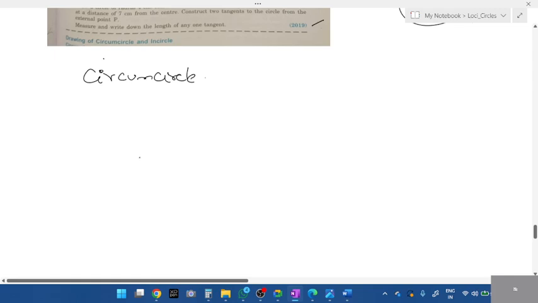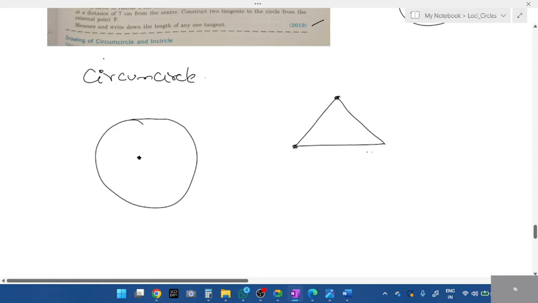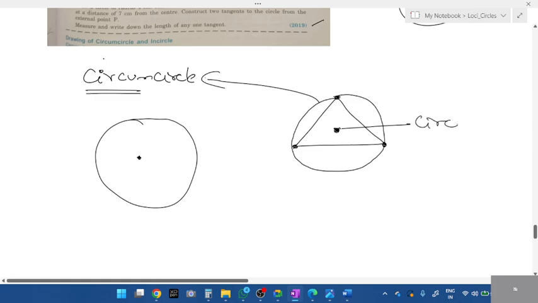Okay, circumcircle is a circle around a triangle. So the circumcircle will pass through the vertices of this triangle, students. So basically outside, the circumference has to touch the outer boundary of the vertices. This is what you call circumcircle. And the center for this, we call circumcenter.